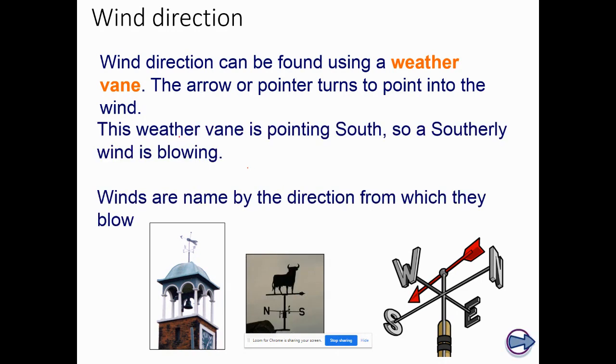This weather vane is pointing south, so a southerly wind is blowing. Okay, so it's pointing into the wind. And winds are named by the direction from which they blow. So where they're starting from, okay, that's how they're named. So this wind started in the south. The wind is actually moving this way, okay, but we name it about where it starts.